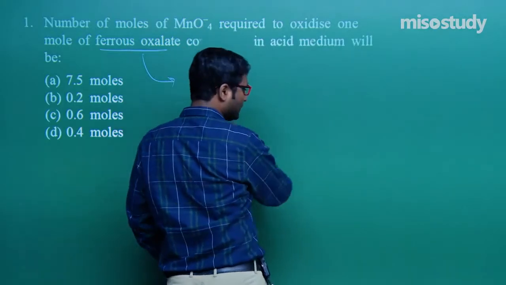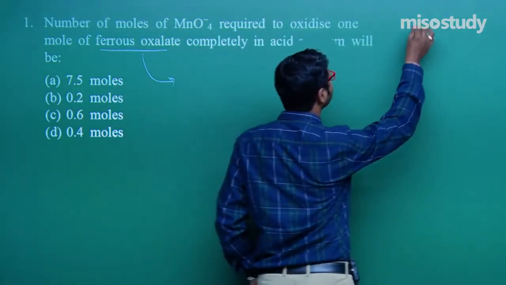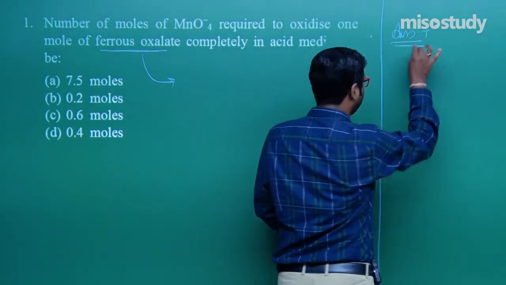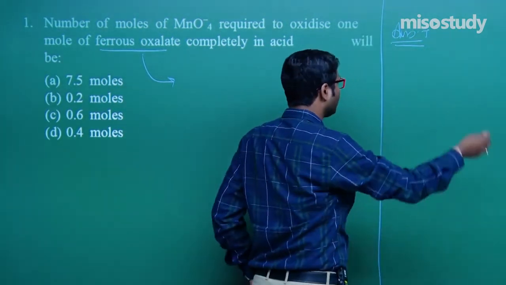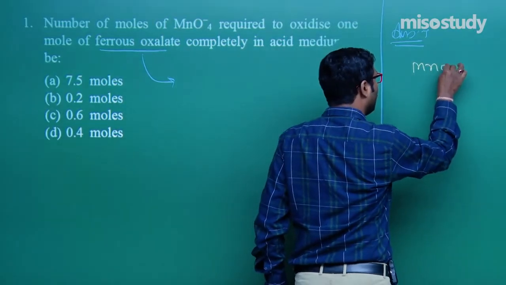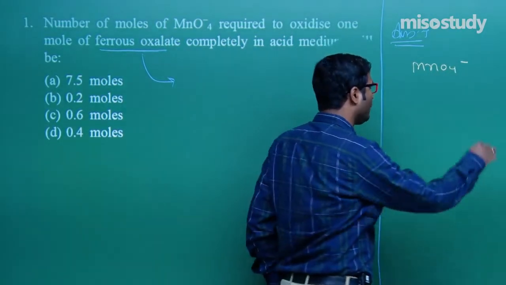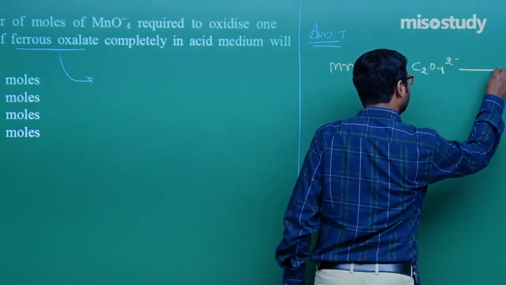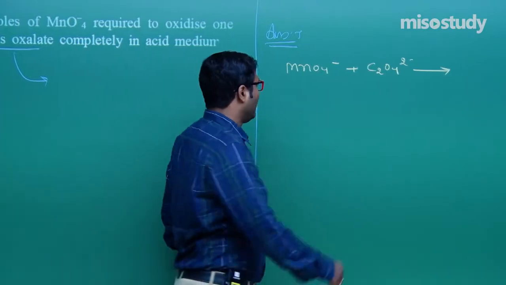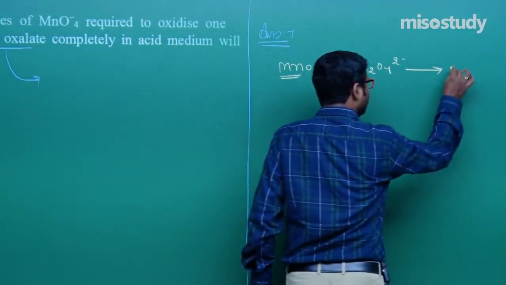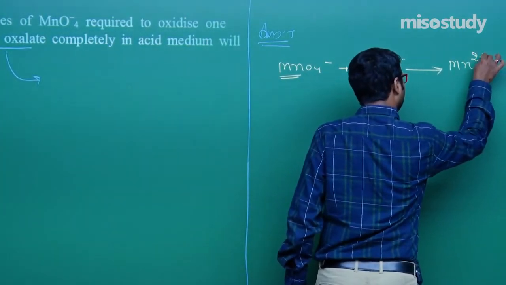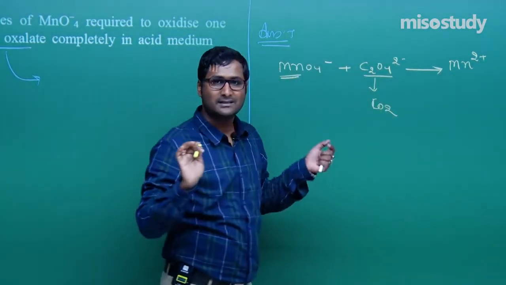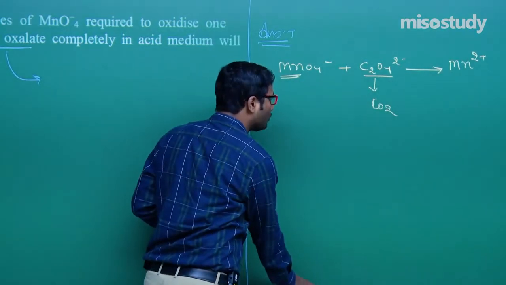How to solve such questions? Listen carefully to what I am telling. Question number 1, that is the answer. MnO4 minus, required how many moles, plus C2O4 2 minus. Clear to you? This is the reaction. Definitely it will convert into Mn2 plus ion and this will convert into CO2. This is the reaction. Now how to proceed, how to balance?